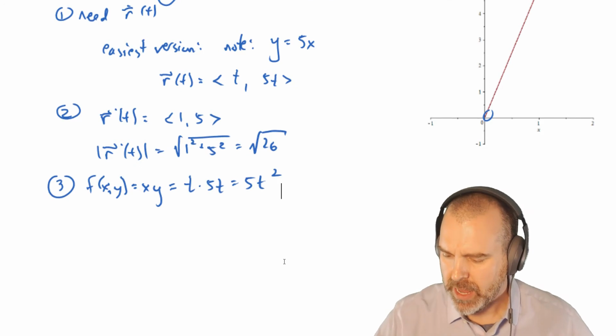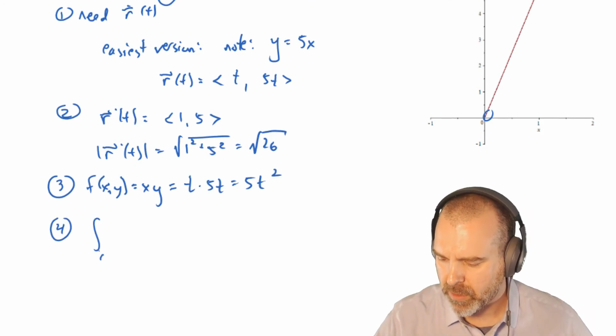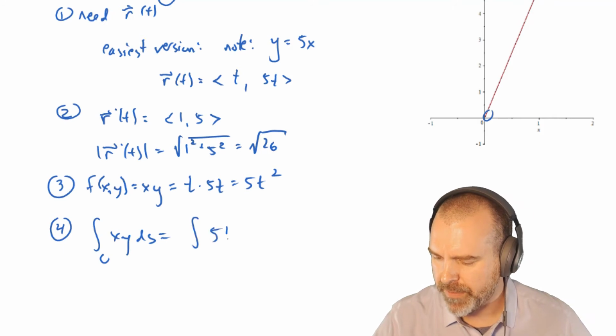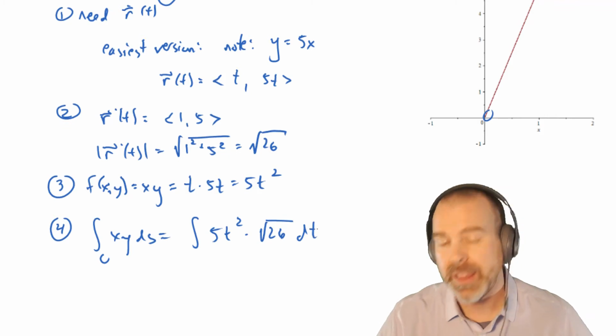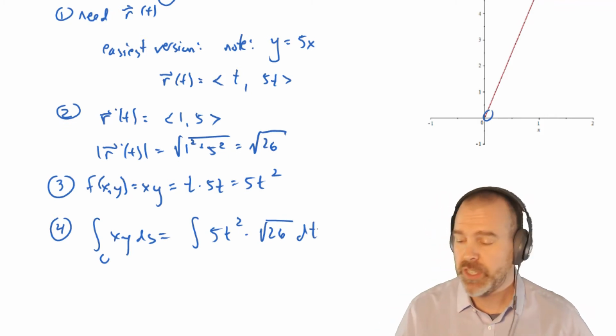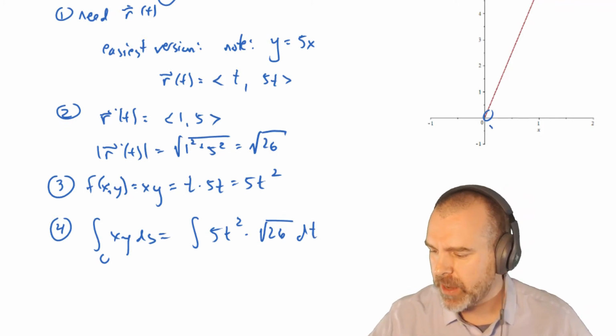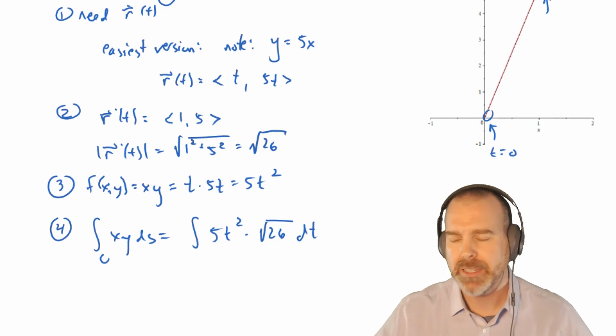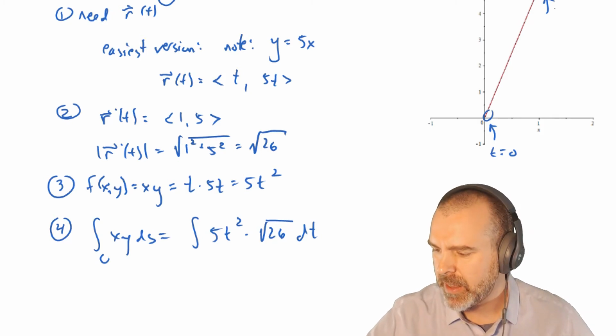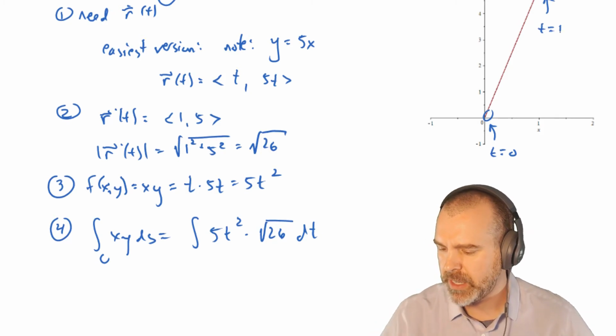I think we're almost ready to set up the integral. That'll be the integral of 5t squared times the square root of 26 dt. And the last thing we have to figure out is the limits for t. You can see here, the only way to start at (0, 0) is for t to be 0. And the benefit of letting x be t is that the second point is when t is 1. So this is the integral from 0 to 1.